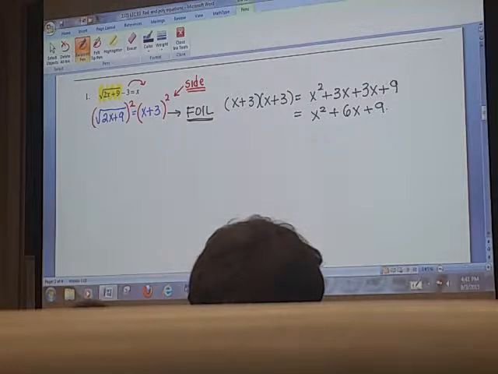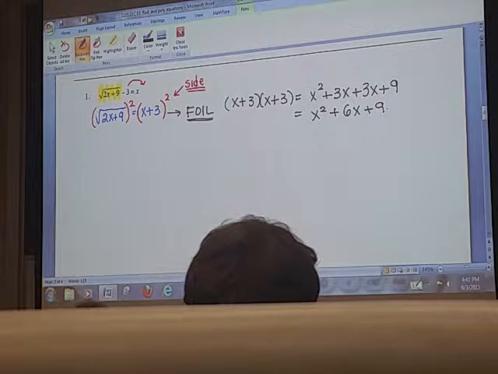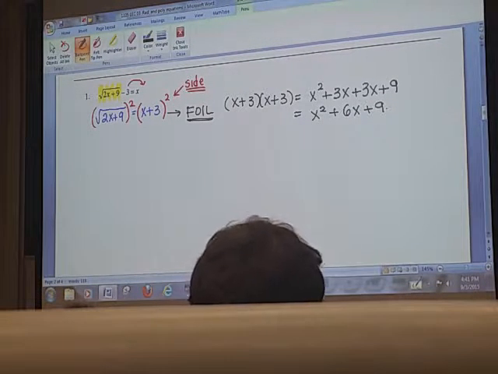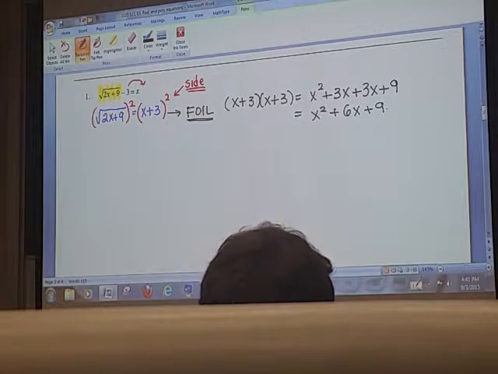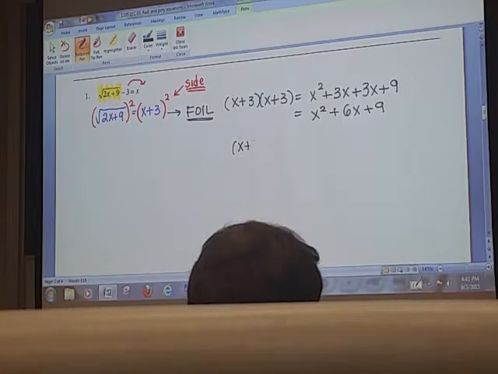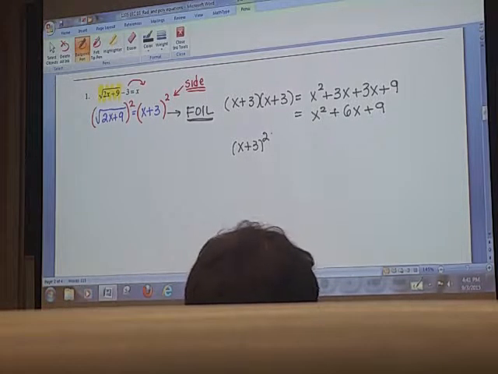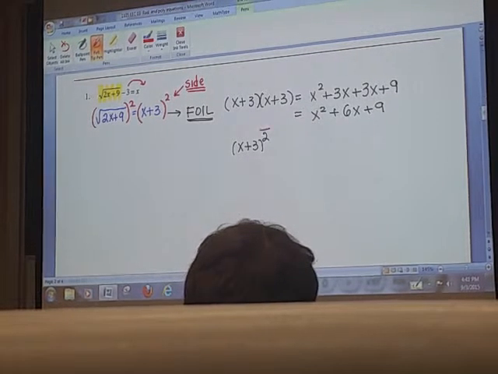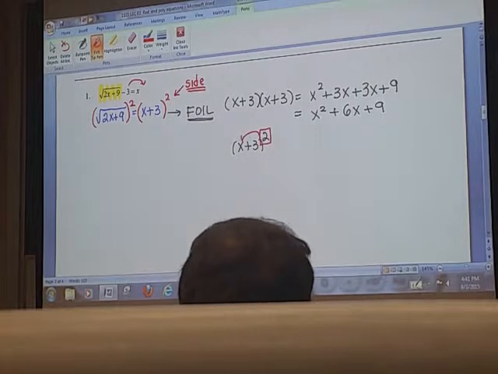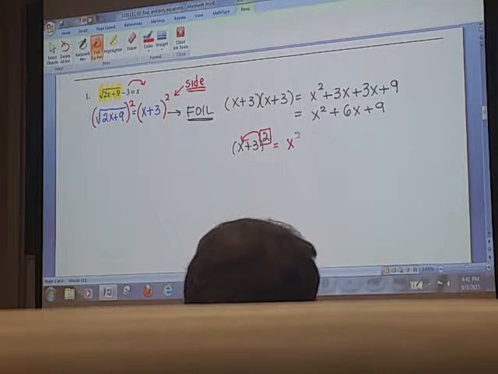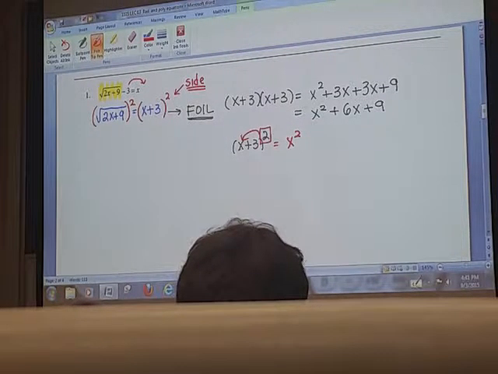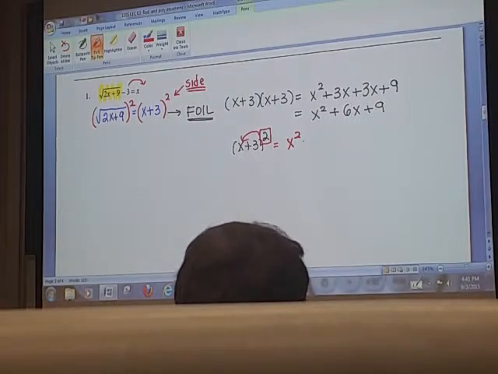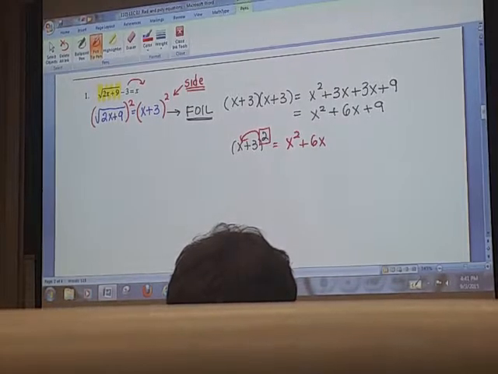Now, if you know what you're doing, you don't actually have to do FOIL for what are called perfect square trinomials. You have a pattern to these that happens all the time. And here's what the pattern is. You're going to use this 3 times. You're going to square the x. You're going to say 2 times x times 3. 2 times x is 2x times 3 is 6x. And then you're going to square the 3.